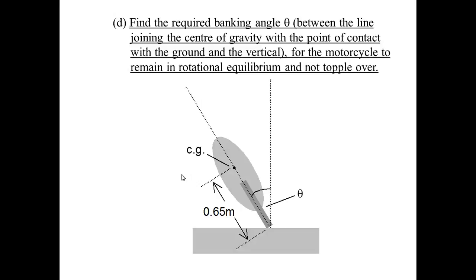Okay, let's take a look at D. You are asked to find the required banking angle theta. Now we know that the motorcycle has to be tilted at angle theta, right? So we are asked to find what this angle theta is, between the vertical line of the earth and the vertical line that is the line of symmetry that passes through the motorcycle. So what is this angle theta, in order for the motorcycle to remain in rotational equilibrium and not topple over?